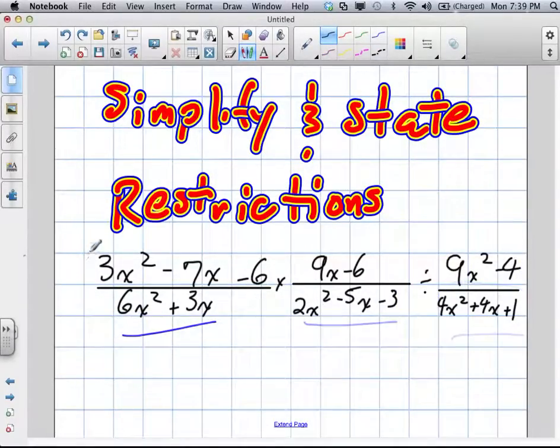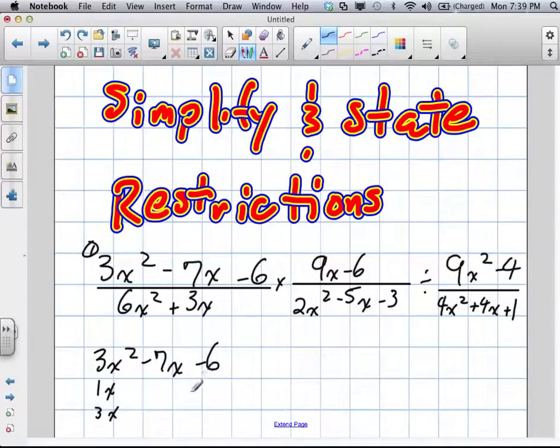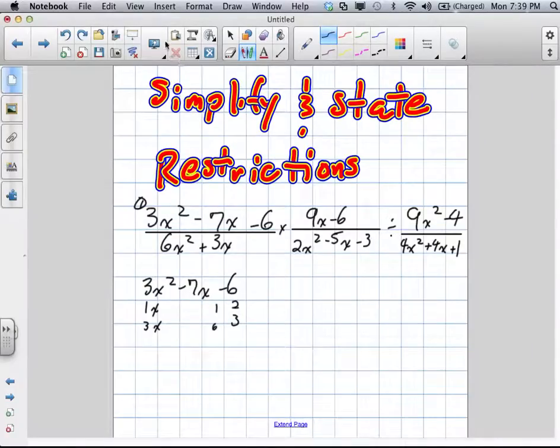Start with the first one. I'll do this guy in black. We'll call him number 1. We're going to factor them all just to help us with simplifying later instead of just doing the restriction part right now. So 3x squared minus 7x minus 6. When you factor, do you take the factors of the first term and the last term, or decomposition? How about you learn this way? It's much faster.